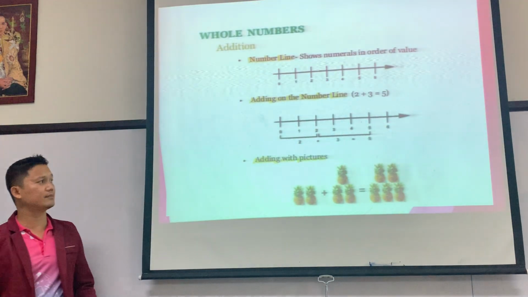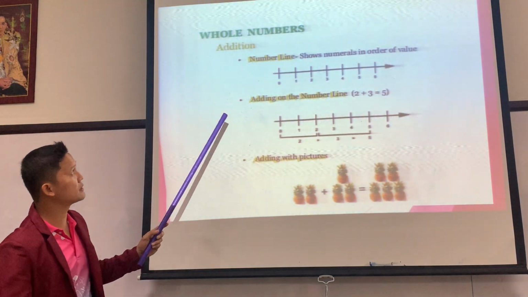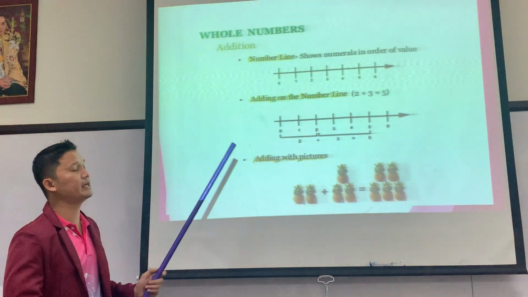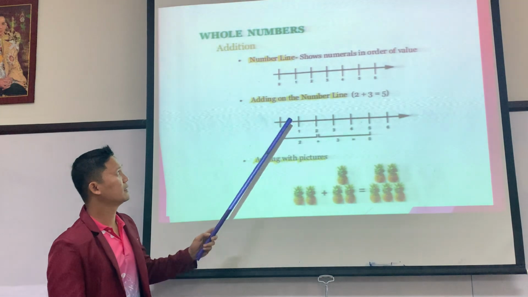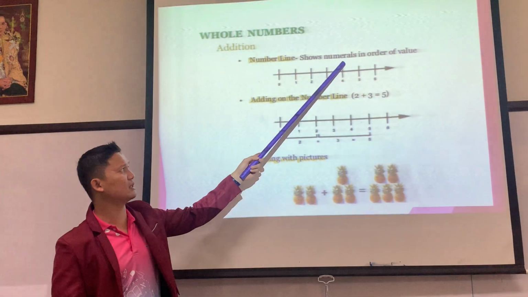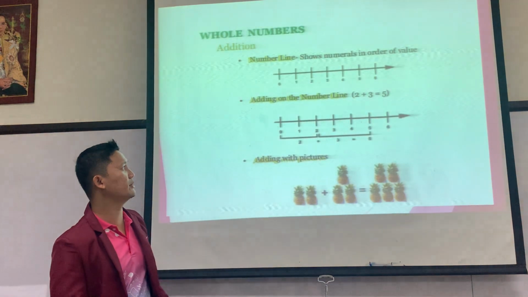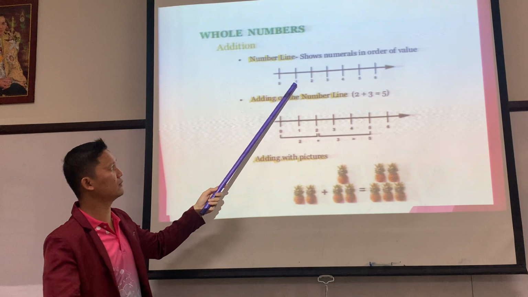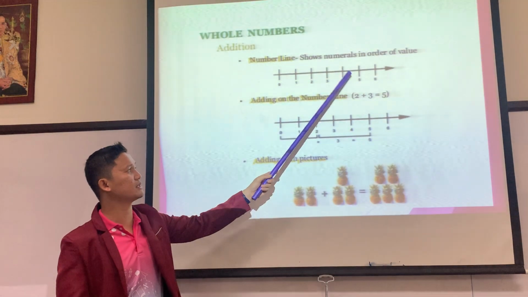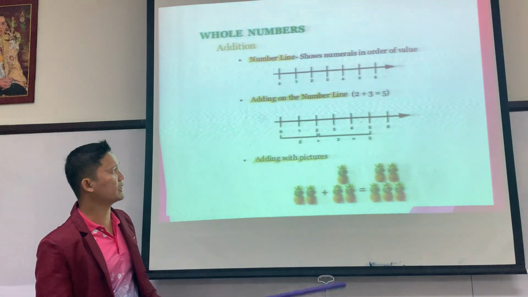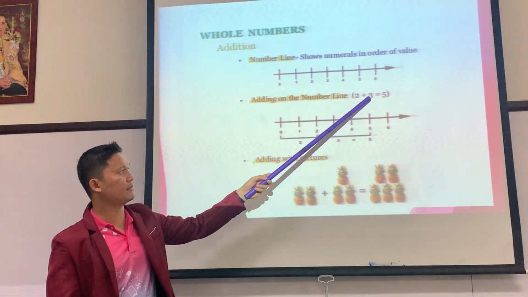Okay, so if we want to see these whole numbers of addition, we have to make a line. It is the number line, which shows numerals in order of value. So like this: 0, then we count 1, 2, 3, 4, 5, 6. So we add all the numbers on the line. So like this, 2 plus 3 equals 5.